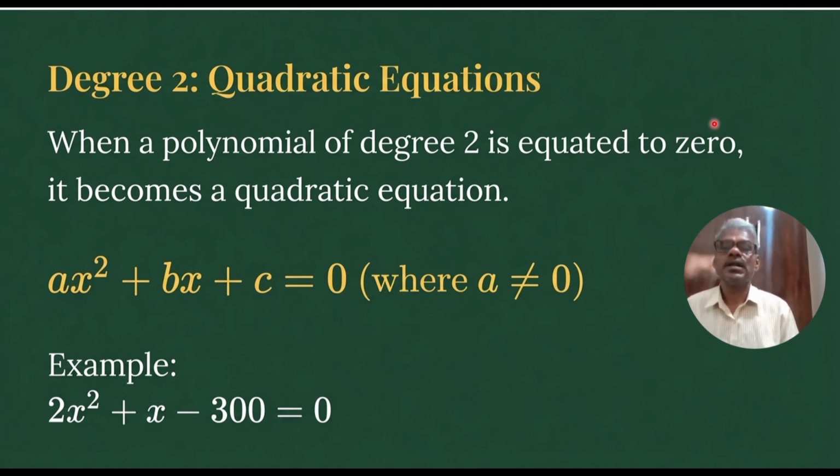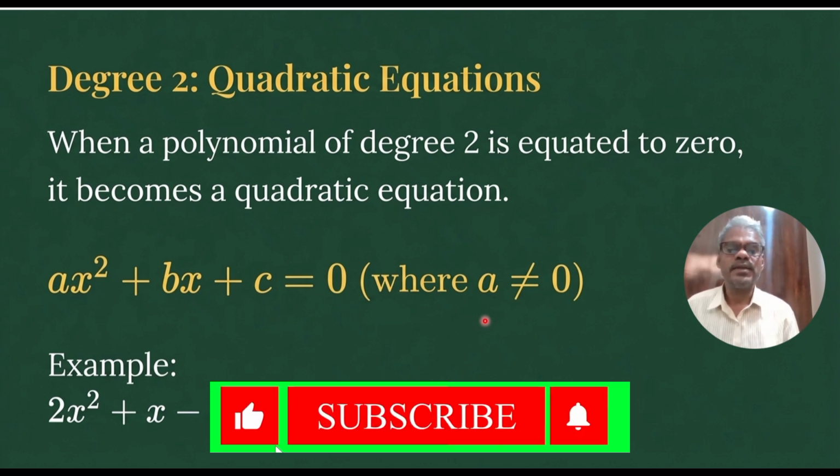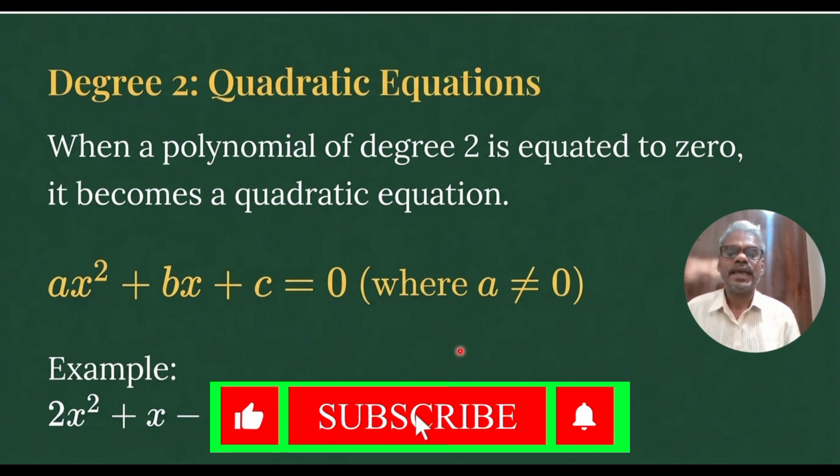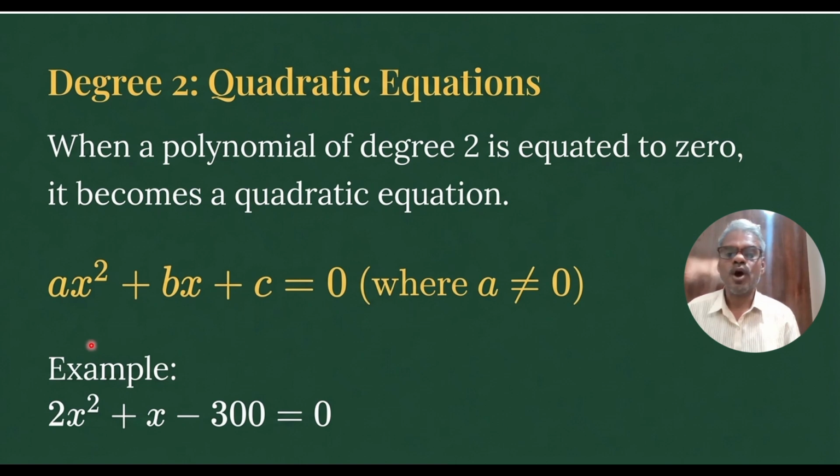Now let us understand quadratic equations. Its definition: when a polynomial of degree 2 is equated to 0, it becomes a quadratic equation. Its standard form is ax squared plus bx plus c is equal to 0, where a is not equal to 0. If a equals 0, then the degree 2 term on the left hand side vanishes.